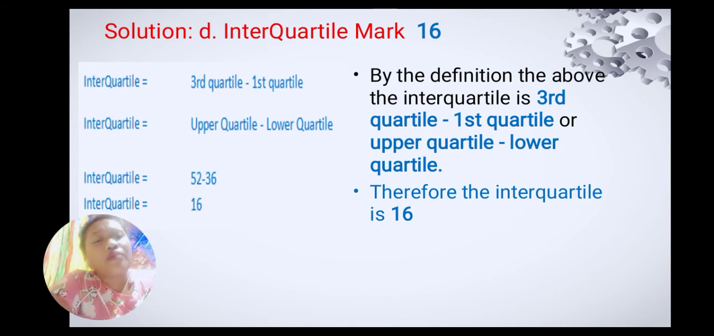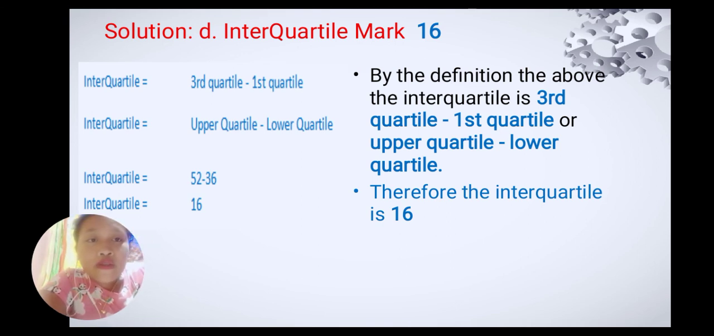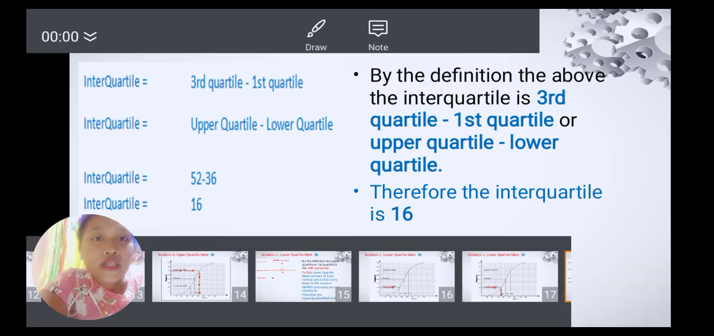Solution D, interquartile range. By the definition above, the interquartile range is the third quartile minus the first quartile, or the upper quartile minus the lower quartile. Interquartile equals upper quartile minus lower quartile. 52 minus 36, and the interquartile range is 16. So therefore, the interquartile range is 16. Giminus na siya.